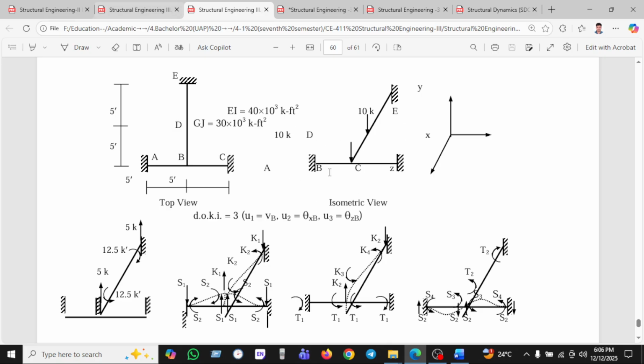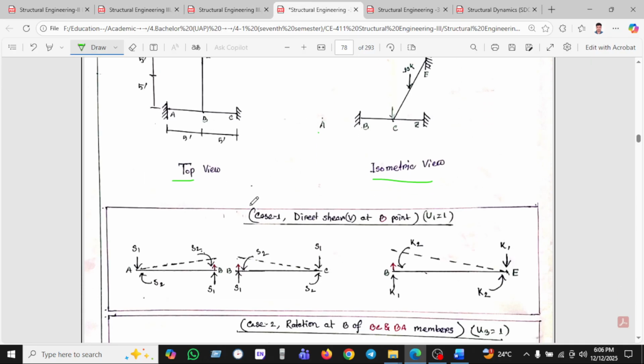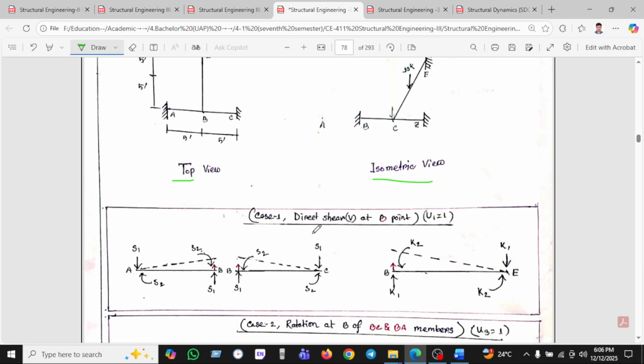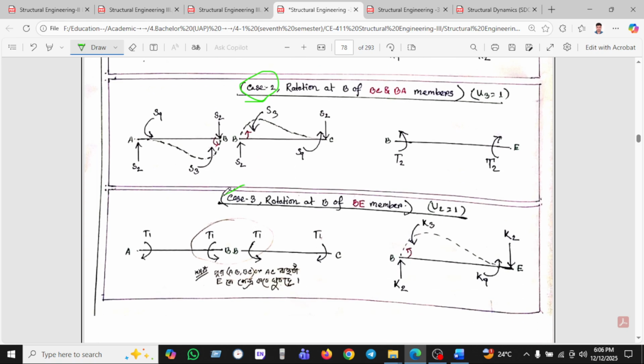These are taken from here. This is the isometric and this is the top view. Okay, now we'll assemble the equation. We can see there are three cases: case 1, case 2 and case 3.